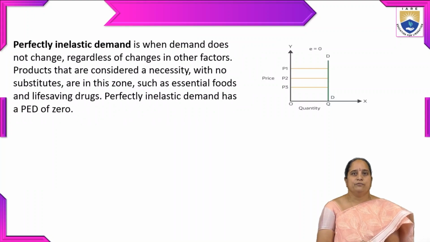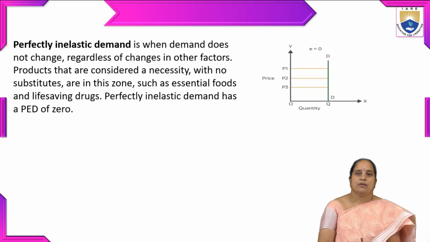Then the first one, perfectly inelastic demand, is when demand does not change regardless of changes in other factors. Products that are considered a necessity with no substitute are in this zone, such as essential goods and life-saving drugs. So perfectly inelastic demand has a PED, price elasticity of demand, of 0.